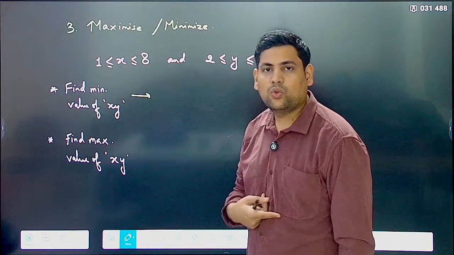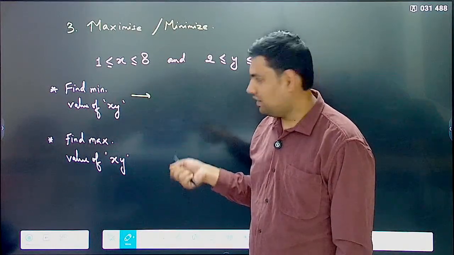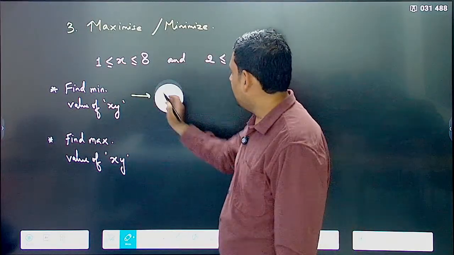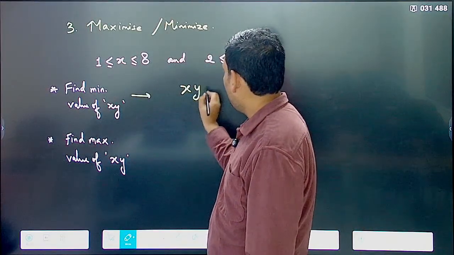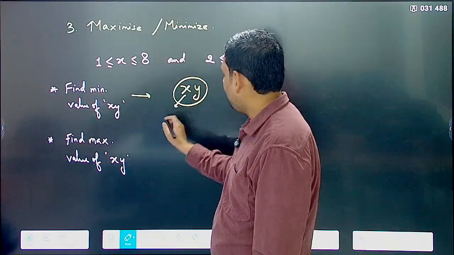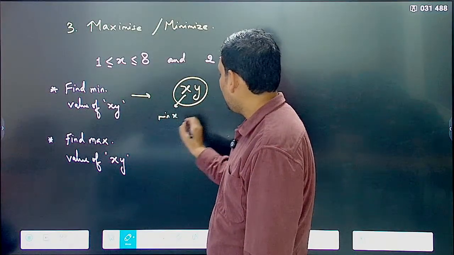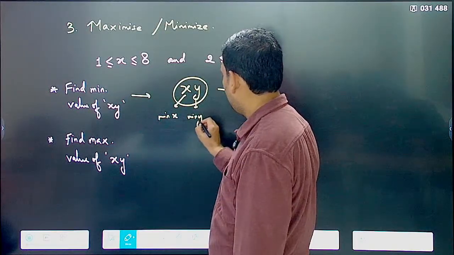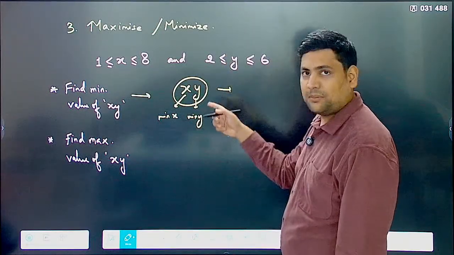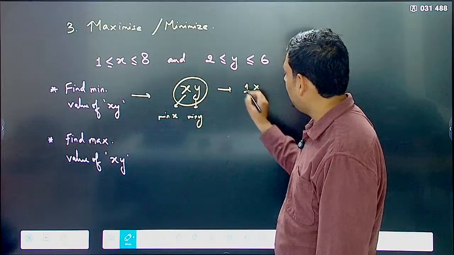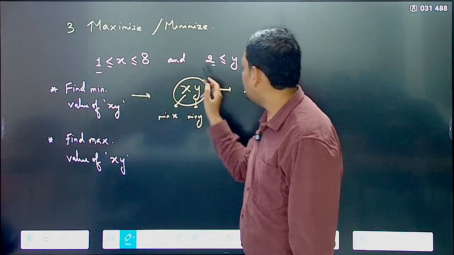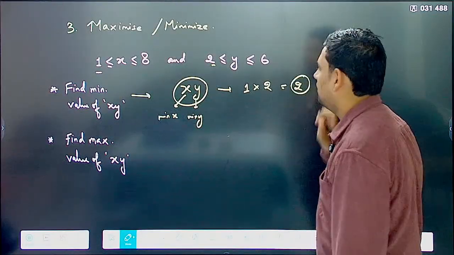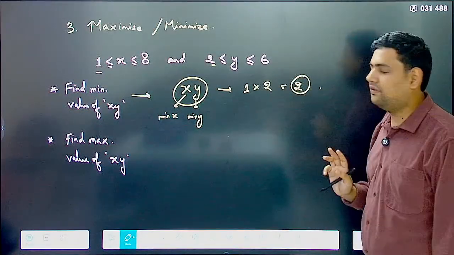If I have to minimize xy, what should I do? I should take the minimum x value, correct? So I have to minimize xy, so I want minimum x and I also want minimum y. Correct? Minimum x and minimum y, what is the value? 1 into, so this is the minimum x, this is the minimum y. So 1 into 2, this is 2. This is the minimum value of xy.